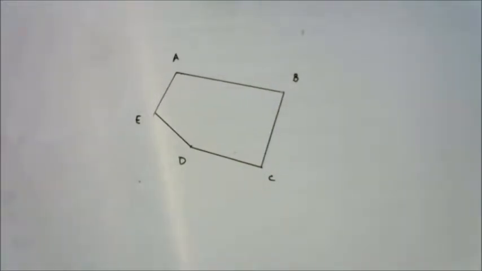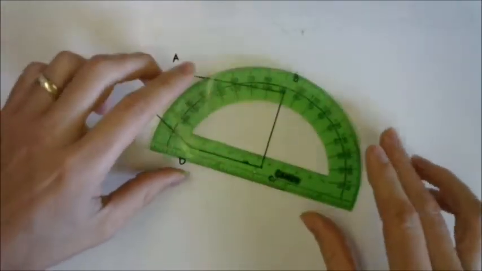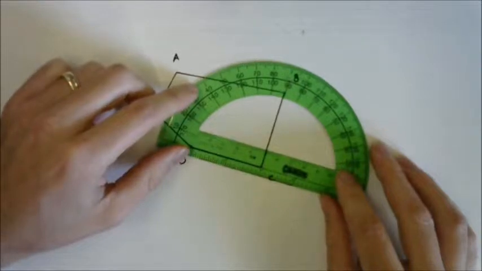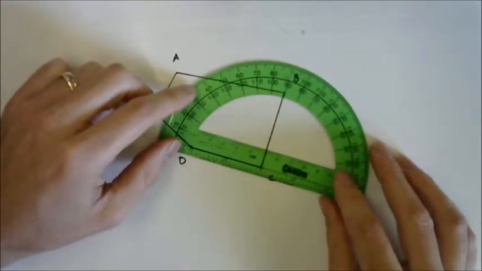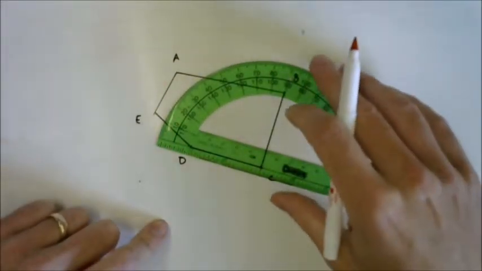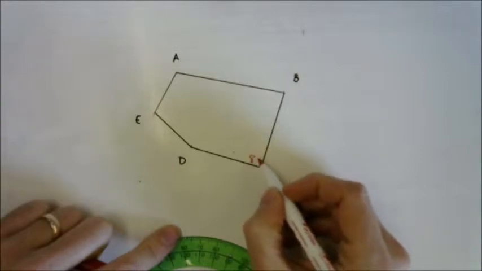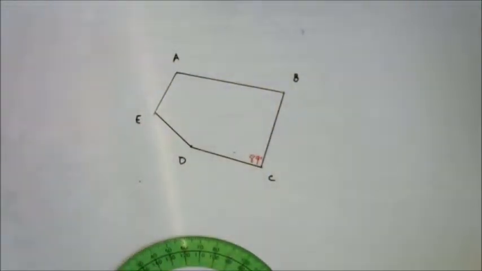For those of us who have forgotten how to use a protractor, you simply line up the bottom line on your protractor along one of the line segments in your pentagon and figure out where that's pointing. Mine is almost 90 degrees. I'm going to say that it is 89. And make sure that you're looking at the correct numbers on your protractor. Go around your whole pentagon.